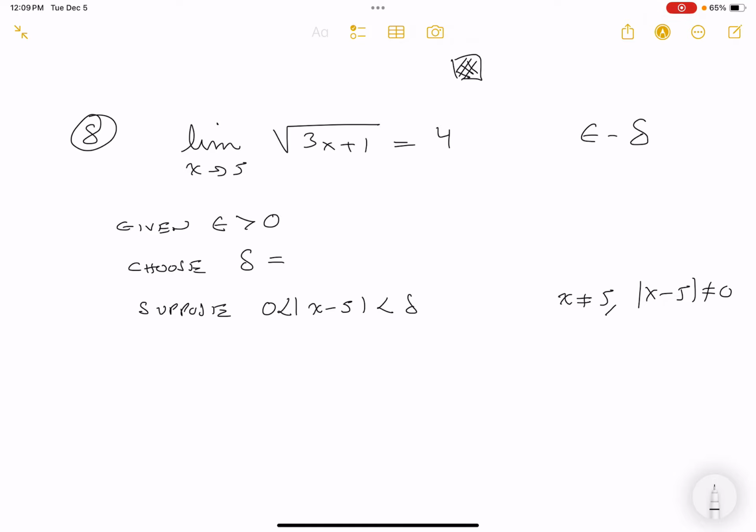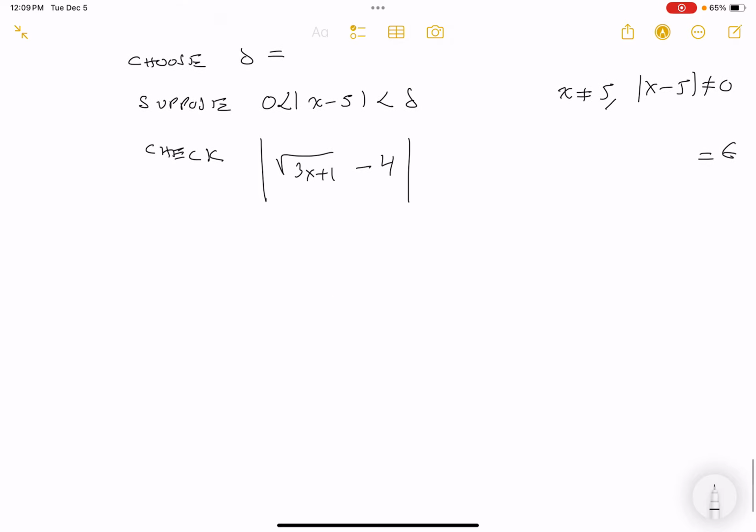Now what you do is the check part. This part was probably the most work. The absolute value of the function, the root of 3x plus 1 minus the limit, which is 4. Now looking at that, this is going to lead, hopefully, to an epsilon in the end. All right, but I'm looking at it, I wonder how that's going to happen. So I'm going to just review a couple different things that you might have done with limits, and certainly, conjugates work out. So let's just play around with this over here.